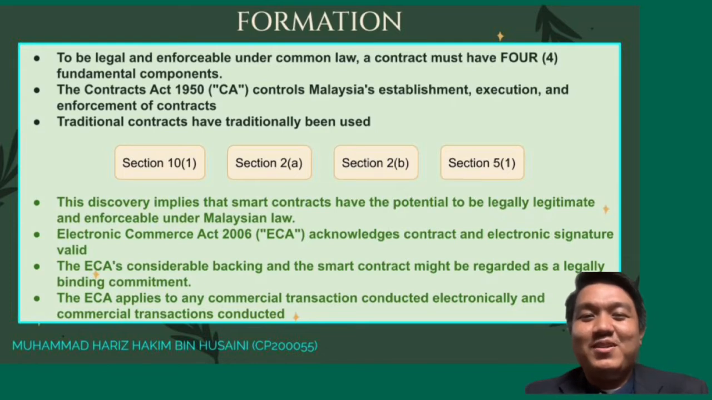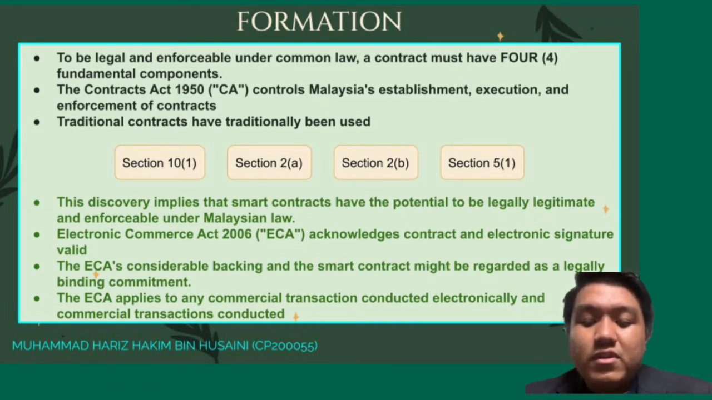So today I would like to present the formation of the smart legal contract. To be legal and enforceable under common law, a contract must have 4 fundamental components. The Contract Act 1950, in other words CA, controls Malaysia's establishment, execution and enforcement of contracts.